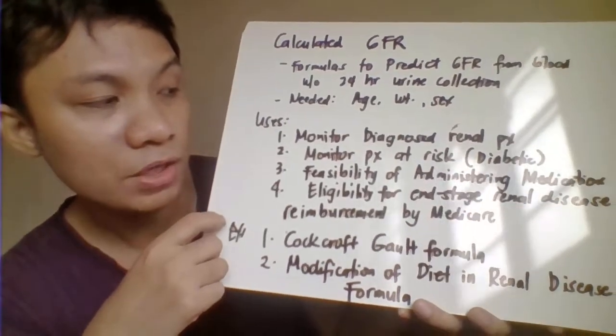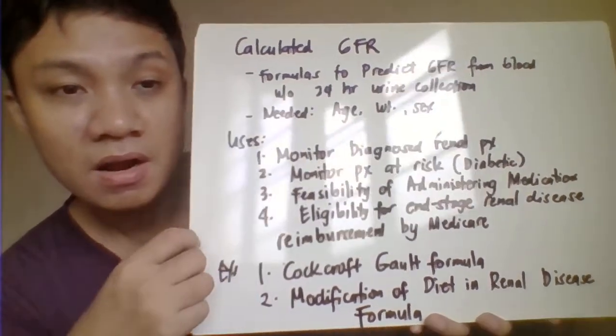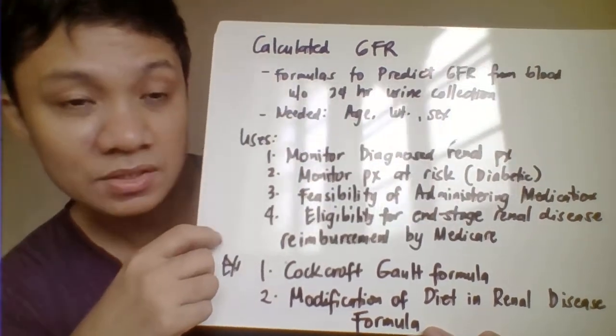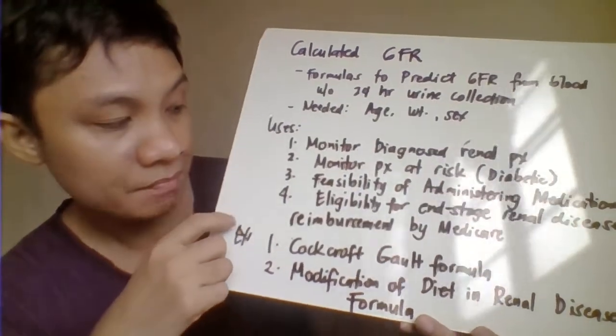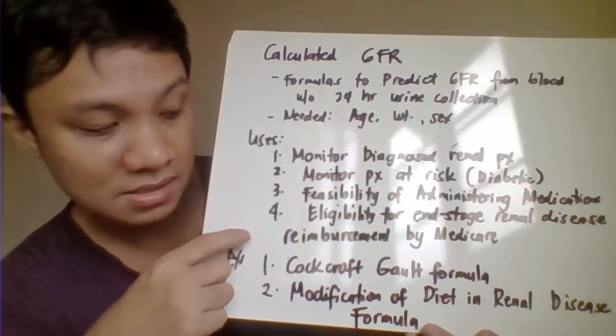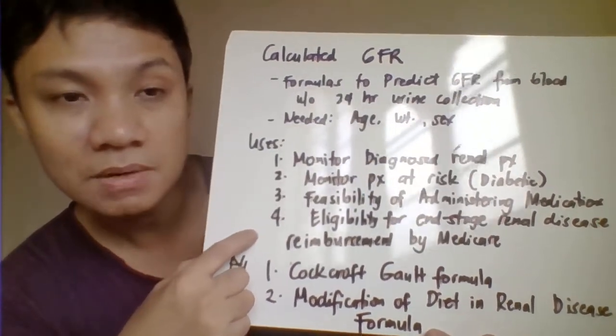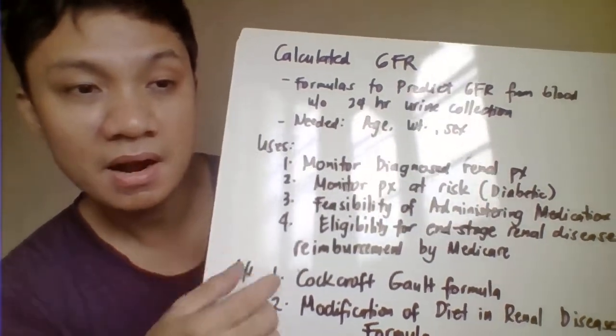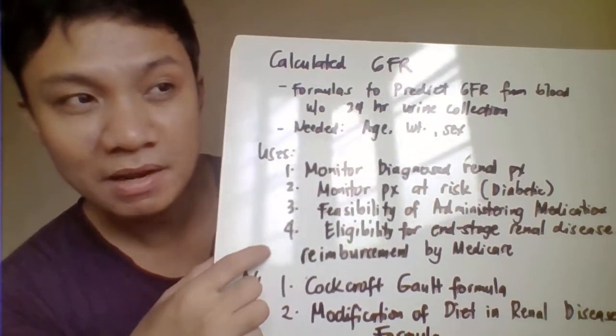And second one, to monitor patients at high risk of acquiring or having a renal disease or damage, in the case of diabetic patient. Number 3, feasibility of administration of nephrotoxic drugs. And the fourth one is for the eligibility for the reimbursement with the Medicare card. Okay, so what do you mean by number 4 here?